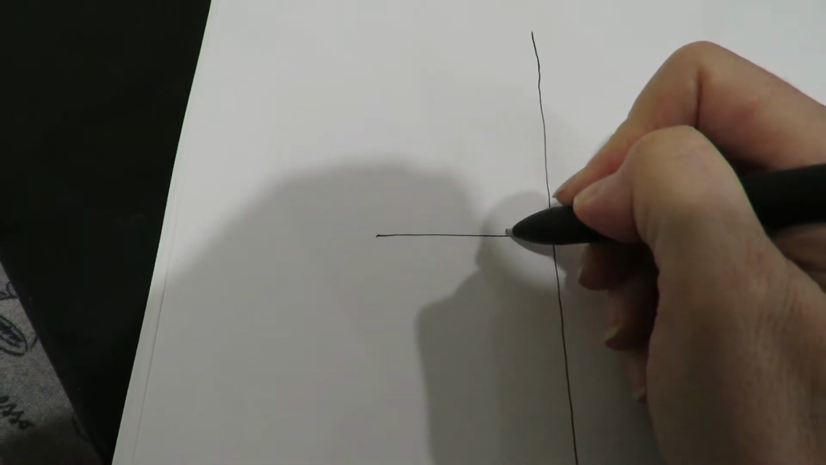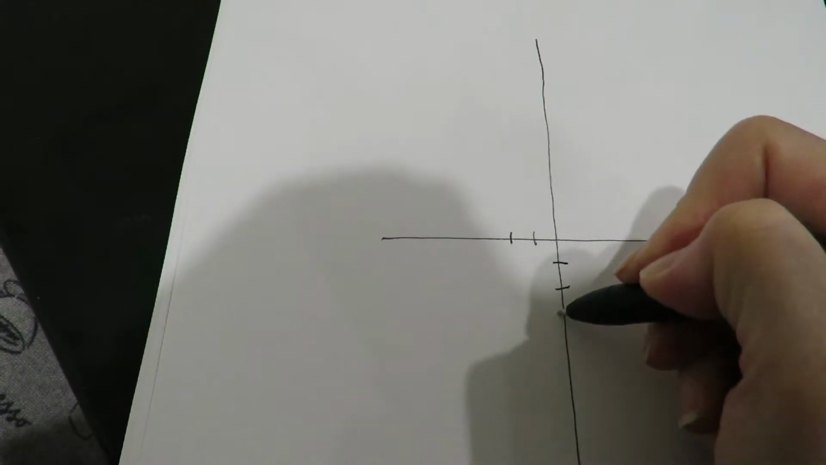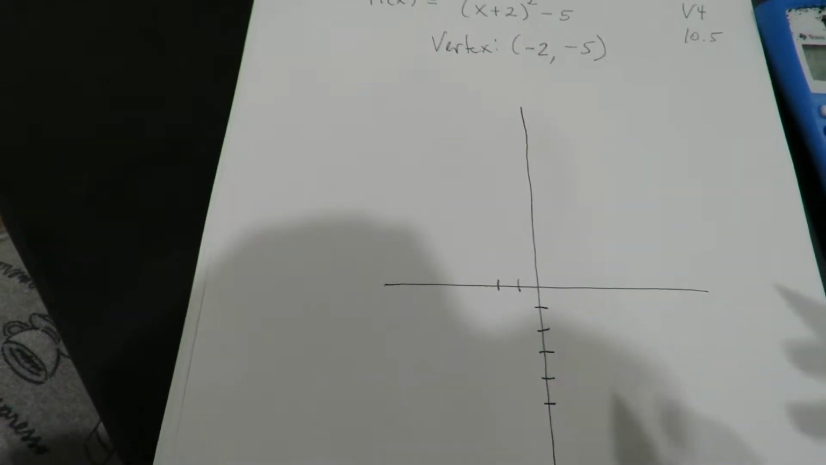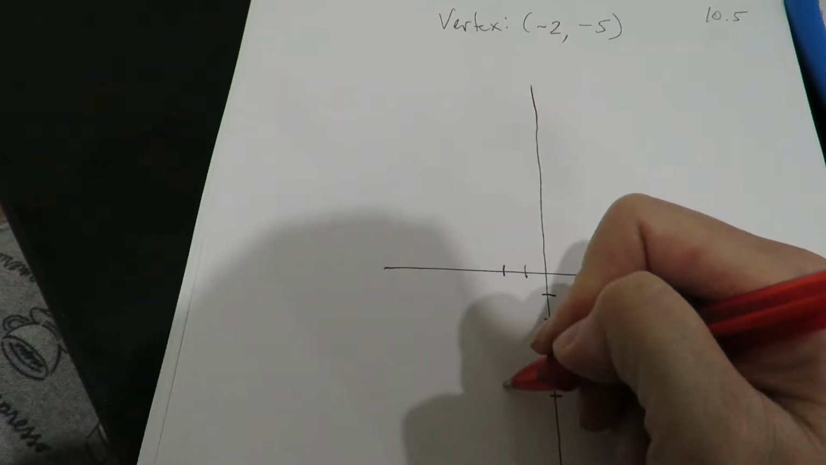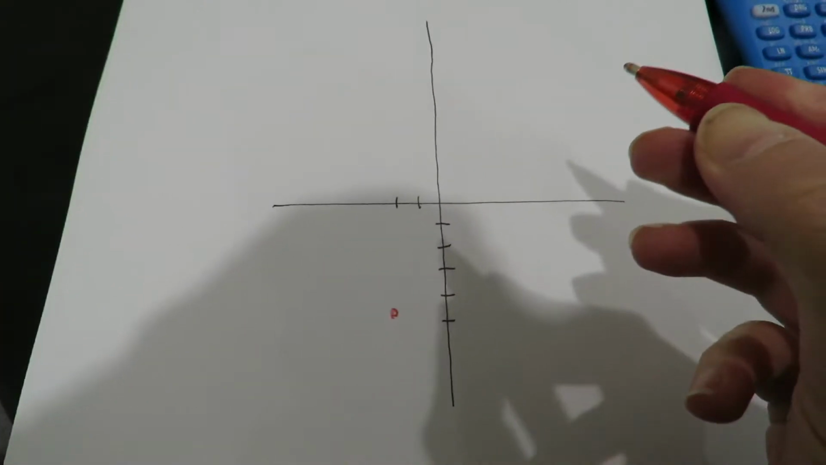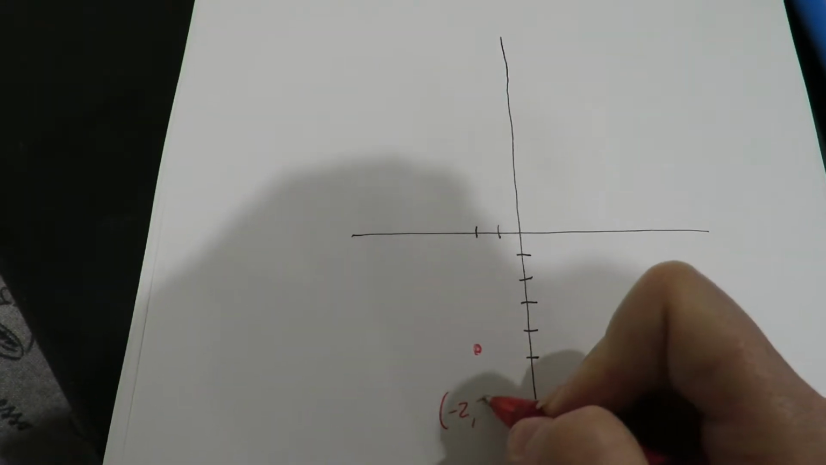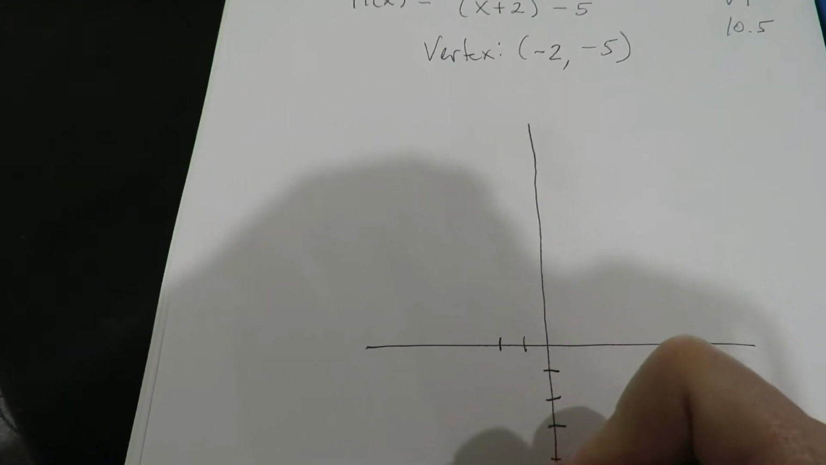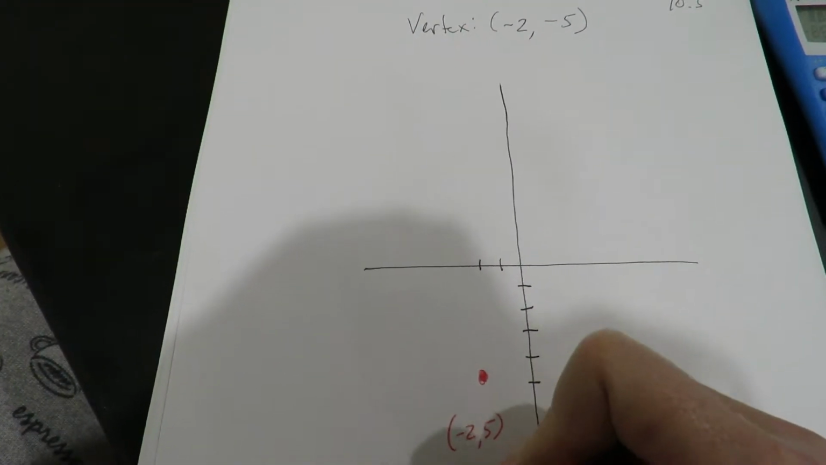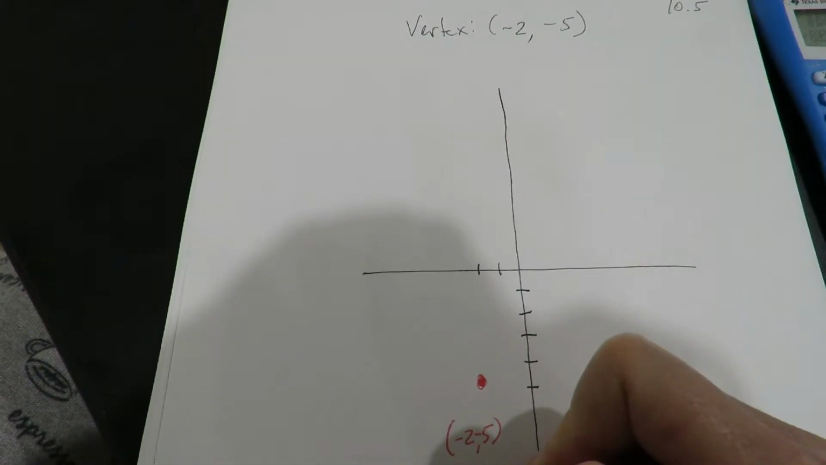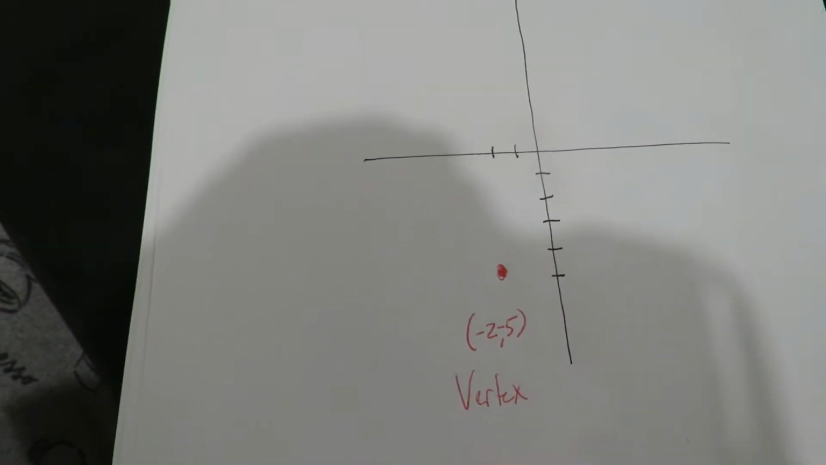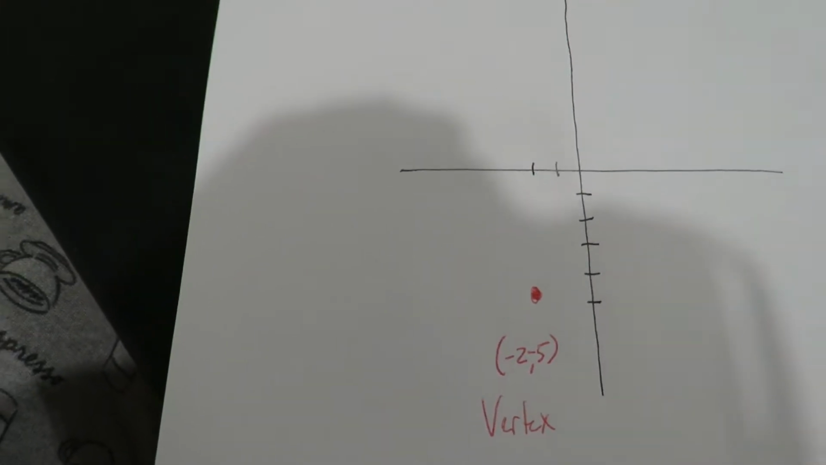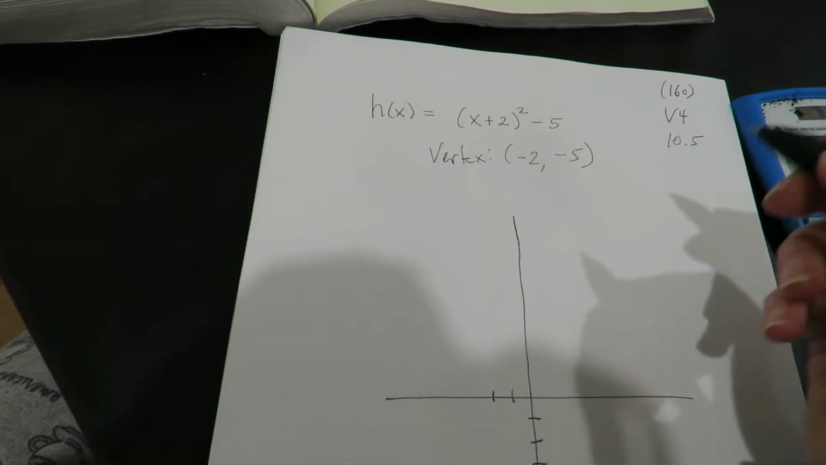Okay, so over 2, down 5. -2, -5, that is my vertex. So now I'm going to go for the Y-intercept.